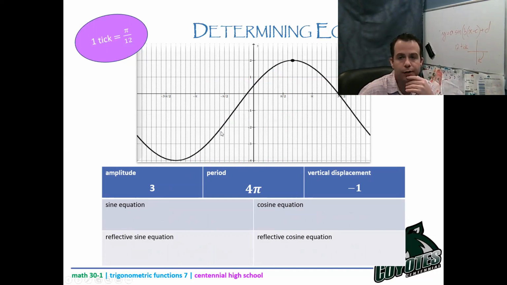Cosine is going to start on the maximum and head down. So that point there is going to be the phase shift for cosine. The reflective sine would start at the minimum going down. So it's right about there. And the reflective cos would start at the minimum going up.